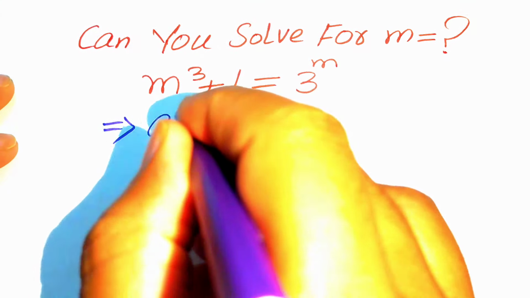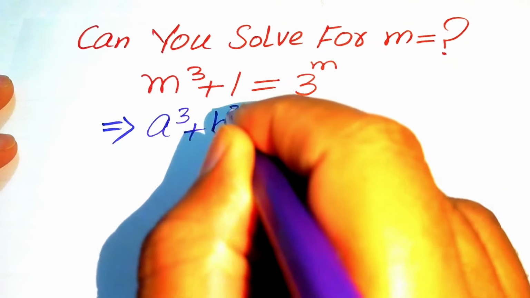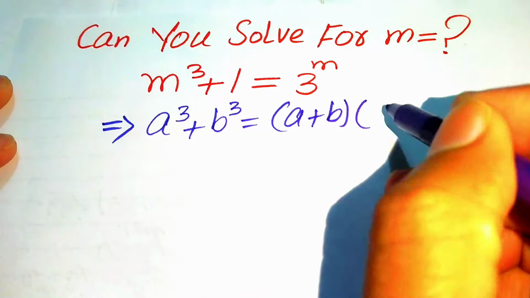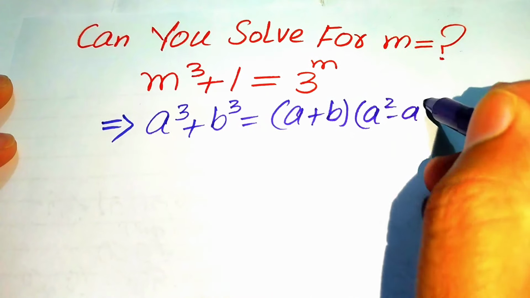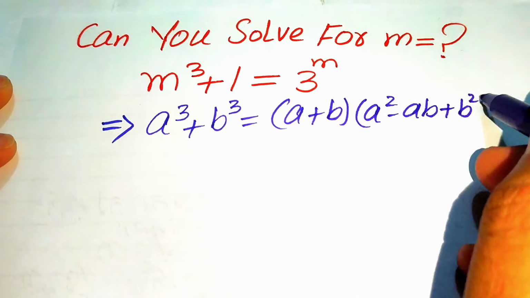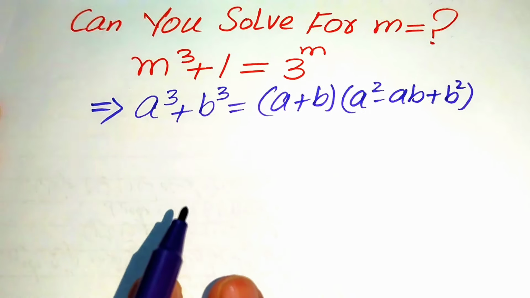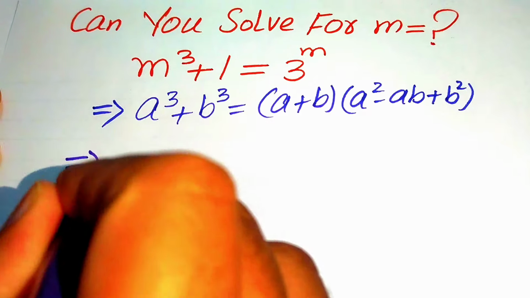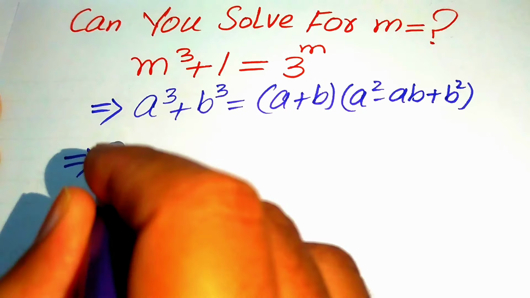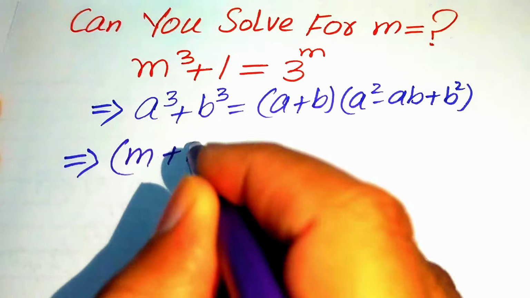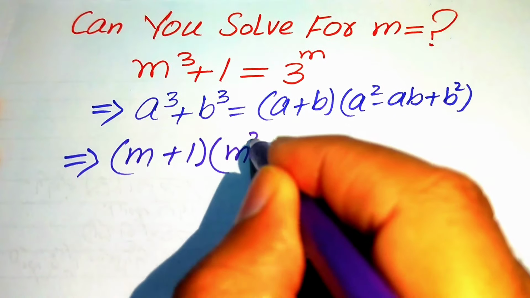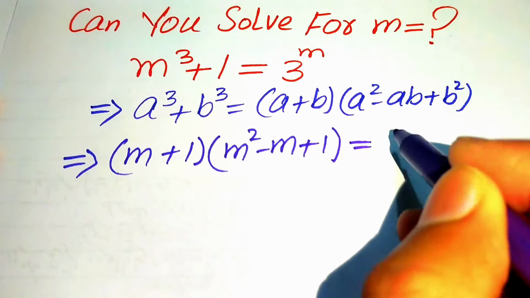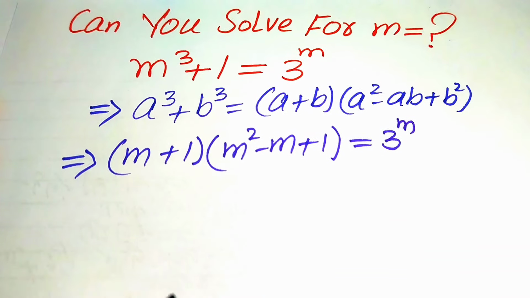So here we use a cubed plus b cubed equals a plus b times a squared minus ab plus b squared. We use this nice formula on the left hand side of this equation. So the above equation becomes, after using this formula, m plus 1 times m squared minus m plus 1 equals 3 to the power of m.